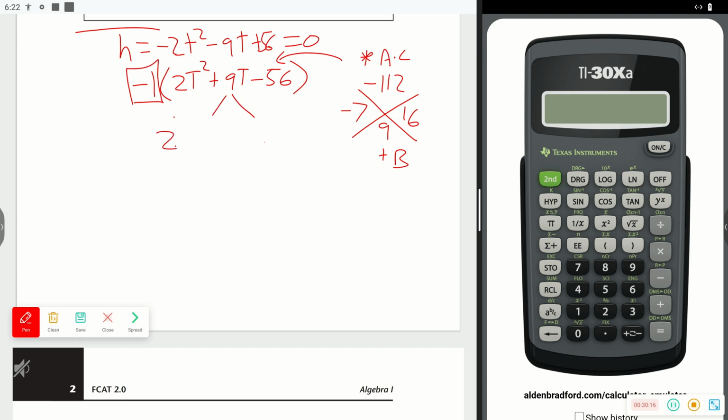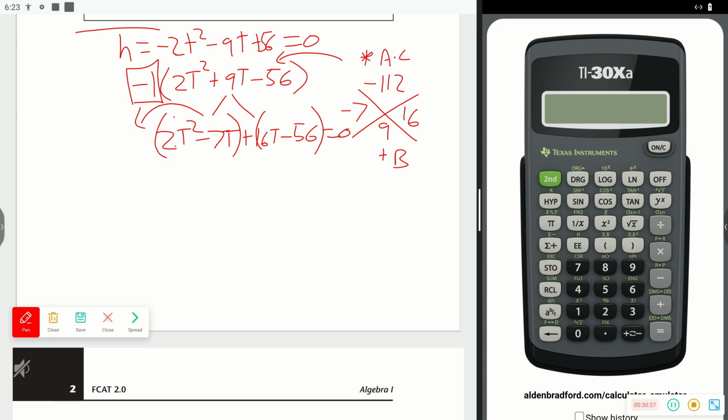So we have 2t squared, and the 9t is going to be -7t plus 16t minus 56 equals 0. And now we're going to solve this by grouping. So what can we pull out? What is the GCF of this first group?